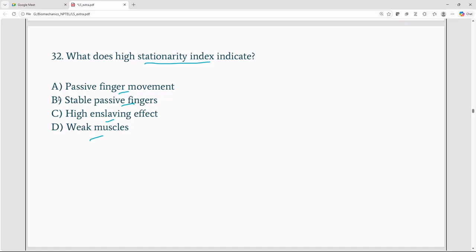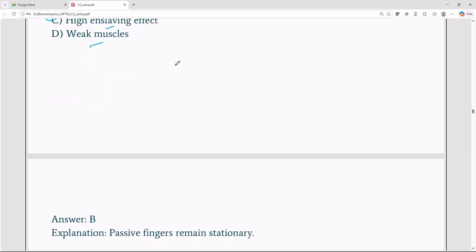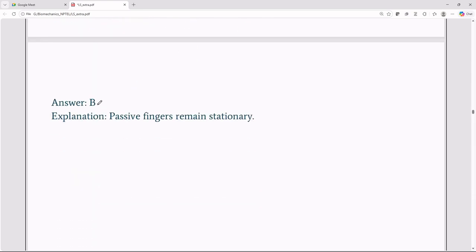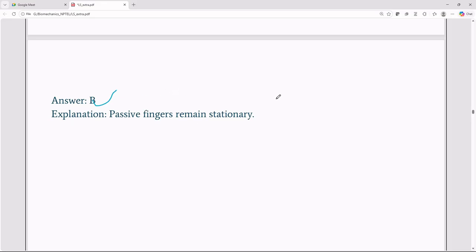Correct answer is option B, stable passive fingers. Stationarity is the ability to remain stationary when the active fingers are in motion. Passive fingers may remain stationary.